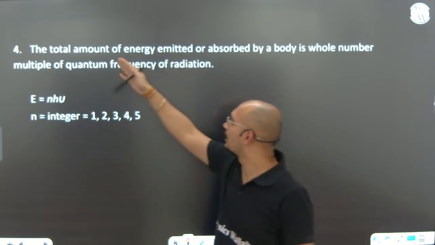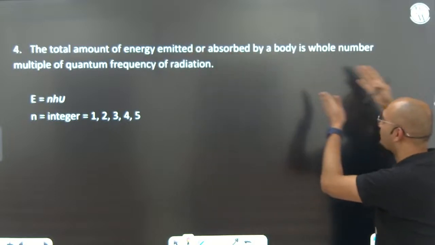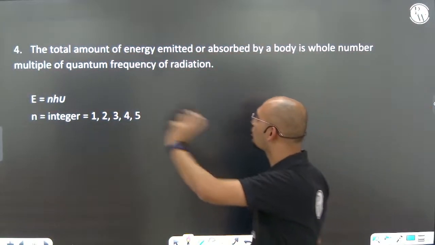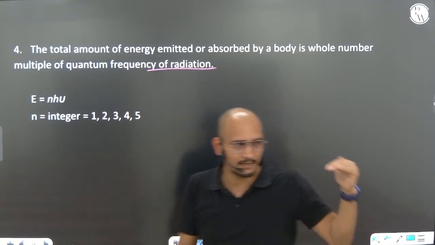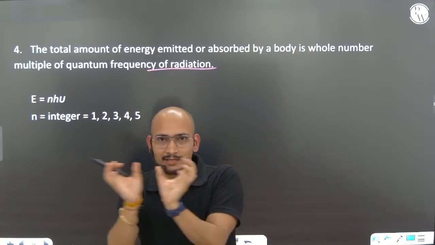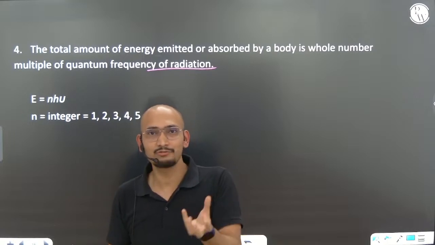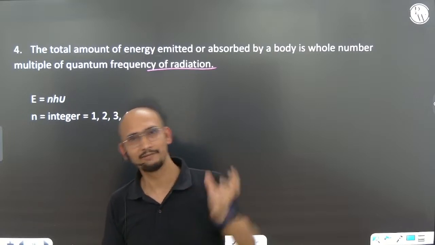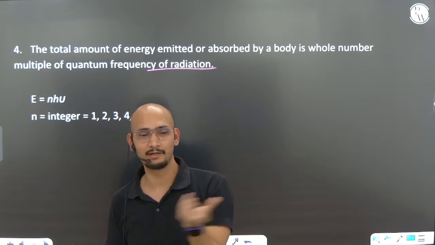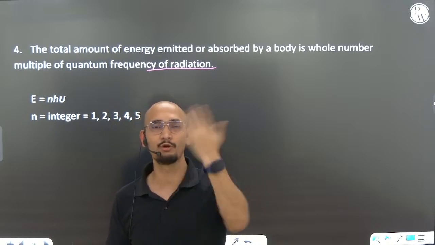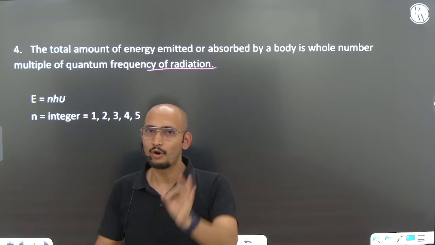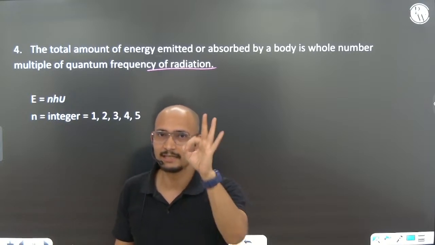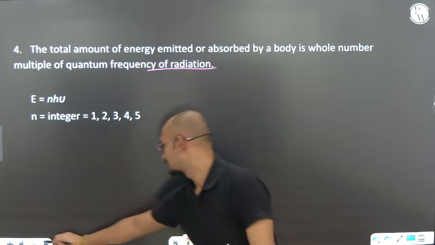Next, the total amount of energy emitted or absorbed by a body is a whole number multiple of quantum frequency of radiation. For sure, you just understand it. If that wave is there, inside the wave there are mugs. So if it has to give the energy, it cannot give half of the mug. It will give only a complete full mug, right? So it will give either 1 mug, 2 mug, 3 mug, 4 mug. It can never give 1.5, 1.25. No, it cannot happen. So always remember that energy is always quantized.